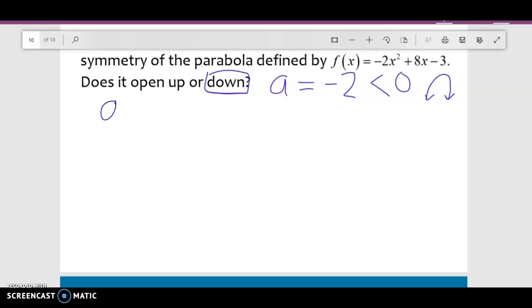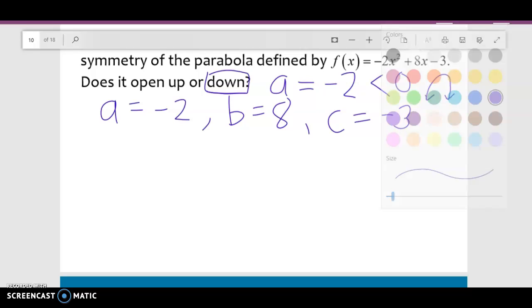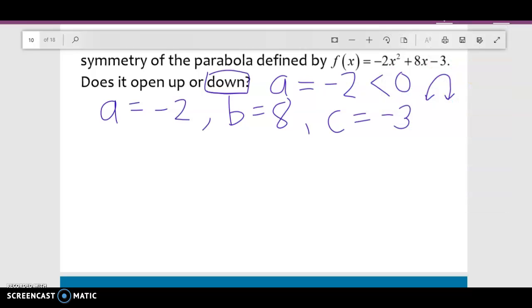Okay, but let's go ahead and look. Our A value in this standard form is negative 2. Our B value in this form is easy to detect. It's positive 8. And our C value is negative 3. Okay, so these are three important values. So we're going to look at our vertex formula, and we're going to get the x value of our vertex, so the x coordinate of our vertex.